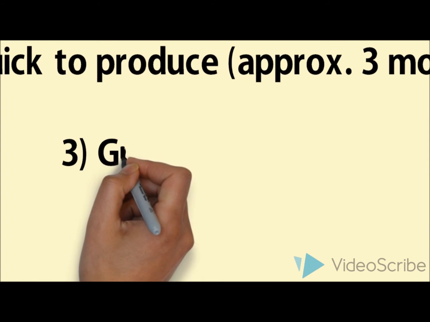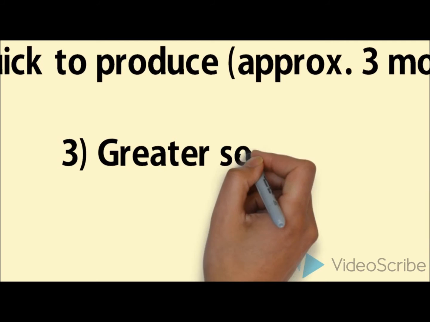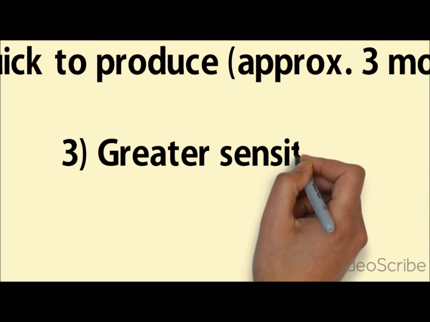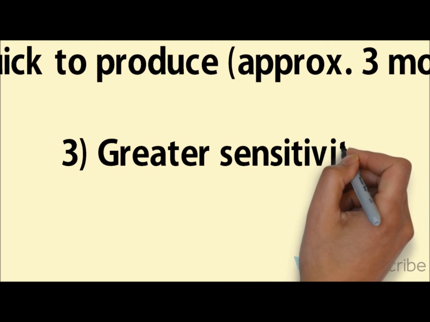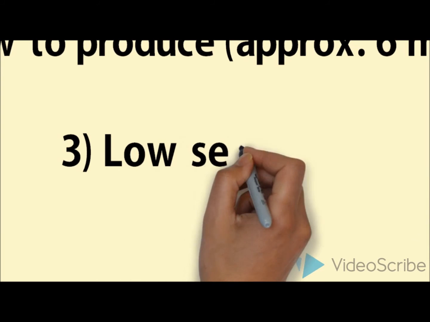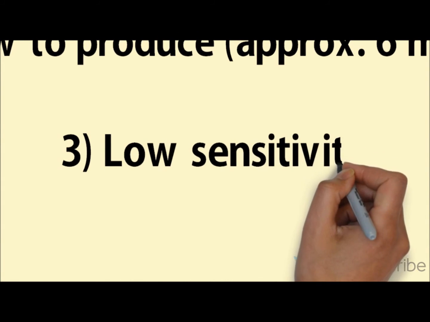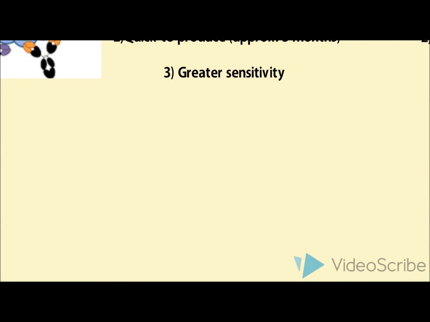Polyclonal antibodies offer greater sensitivity for detecting antigens that are present in low quantities in a sample, since multiple antibodies will bind to multiple epitopes on the antigens. Monoclonal antibodies have less sensitivity. This is because small changes in the epitope structure often render the monoclonal antibodies unable to detect the target protein.